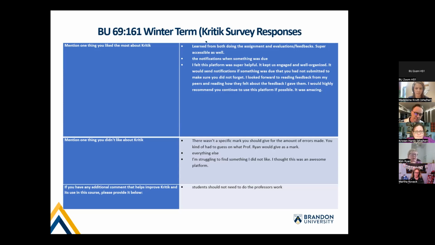So students should not need to do professors' work. That was the big one. Okay, so then looking at lessons learned. Kristen.